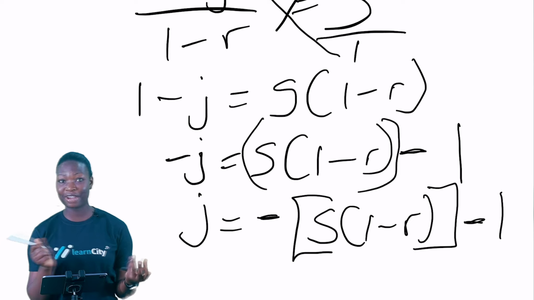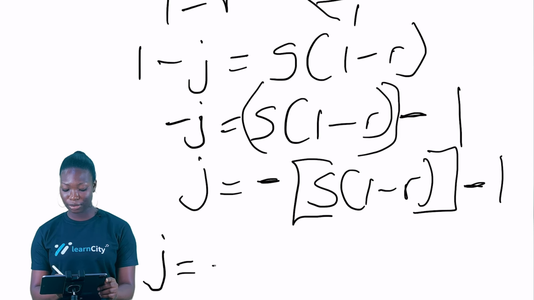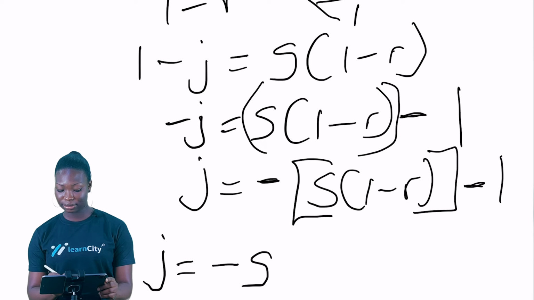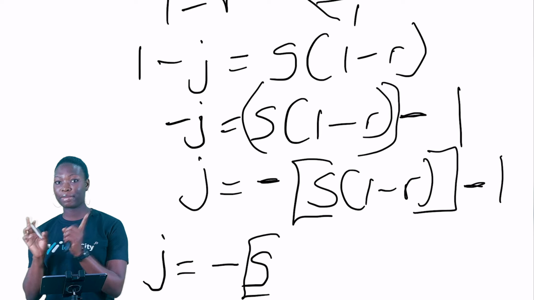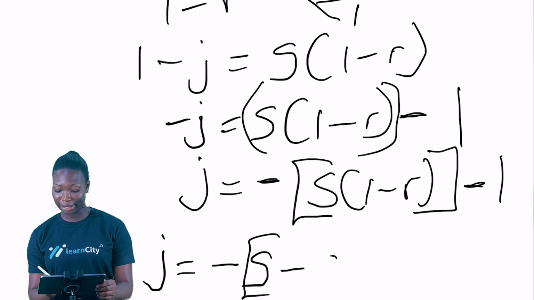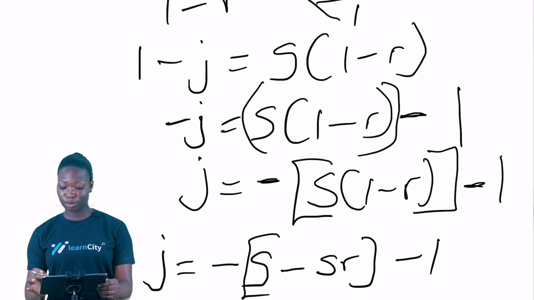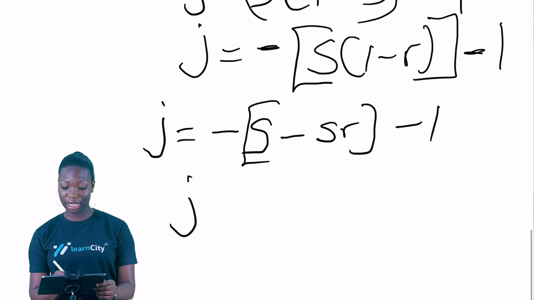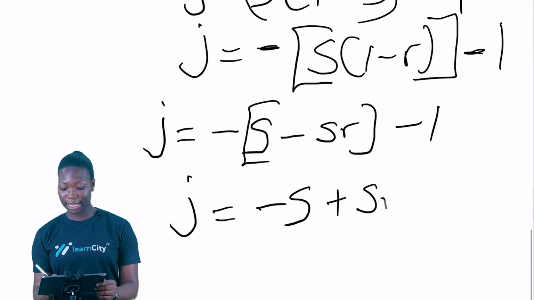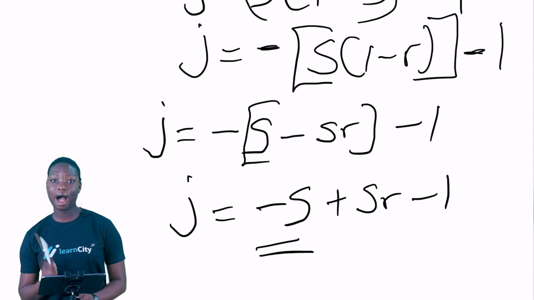Then to simplify further, we can have it as j, which is equal to minus s. Then we multiply s minus 1 into brackets 1 minus r. That is s minus sr minus 1. So we can basically have this as j equals minus s plus sr minus 1. So this is our answer.